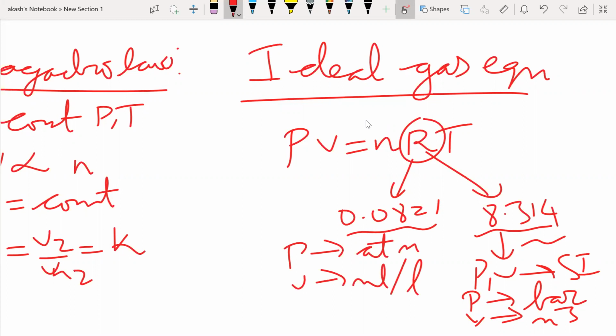Other than that, you will not be using any other values. I would say 90% of the time you will be using 0.0821. And 8.314 I'll be using for energy calculations. Hope you remember, in thermodynamics, most of the time you would have used only 8.314. So that is about your ideal gas equation.